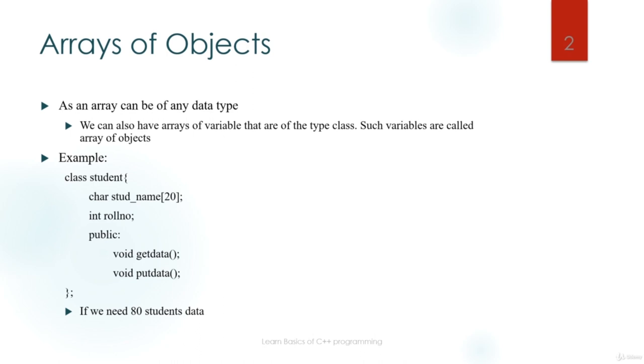What happens if we need 80 students' data? Then we do not declare different objects, that is student 1, student 2, student 3, up to student 80. Why? Because it will become a very difficult task to handle. For this, we need to use the array of the objects.